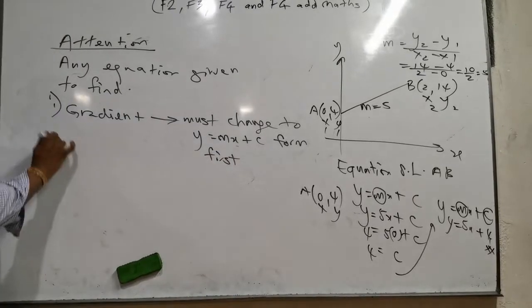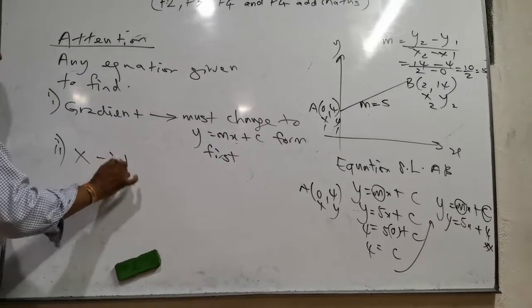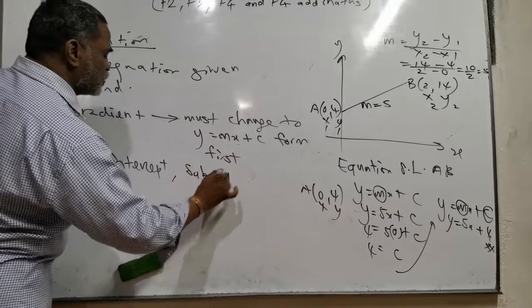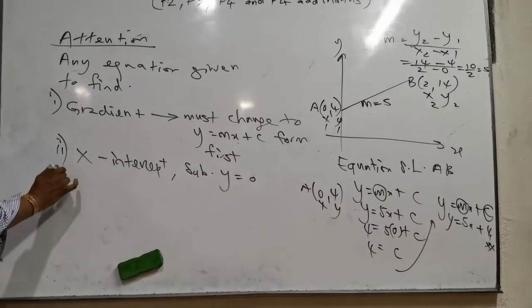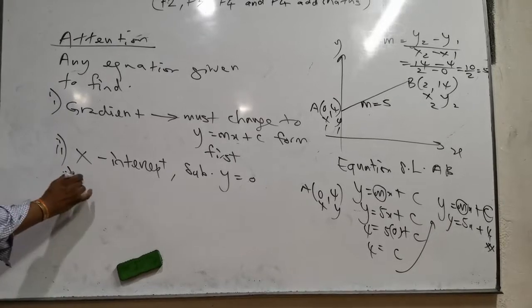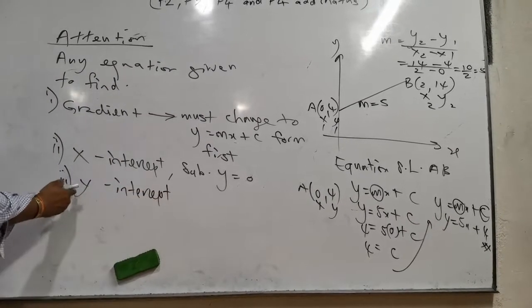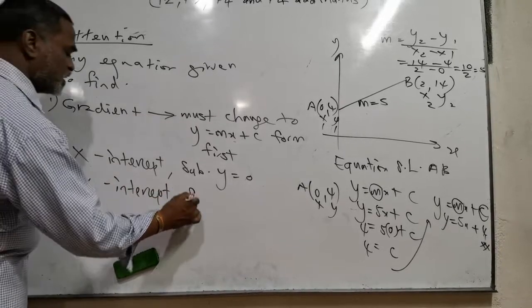Okay, after I give the example, same thing. If they ask for the x-intercept, you need to substitute y equals 0. Why? Because just now I said x-intercept means the line cuts the x-axis, so y will be 0. Same thing goes for y-intercept. Just now I told you, y-intercept means the line cuts the y-axis, so x will be 0.